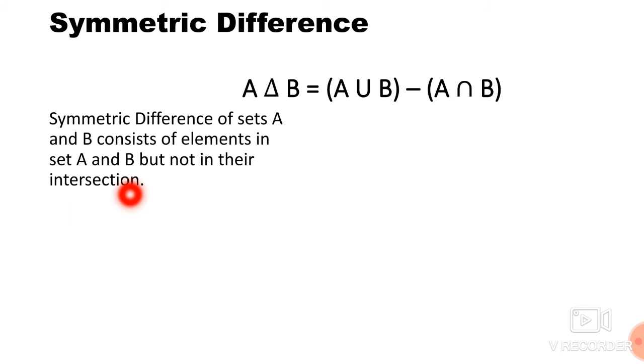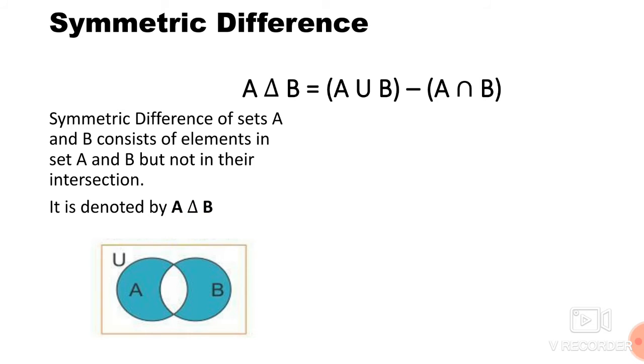In difference, we just cancel out the common elements and write down the elements of the first set. In symmetric difference, we just cancel out the common elements and then write down the elements of both the sets. This is the basic difference between these two operations. It is denoted by A delta B. This is the symbol which we use to represent symmetric difference.